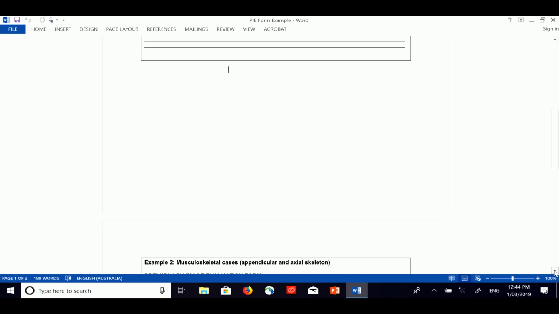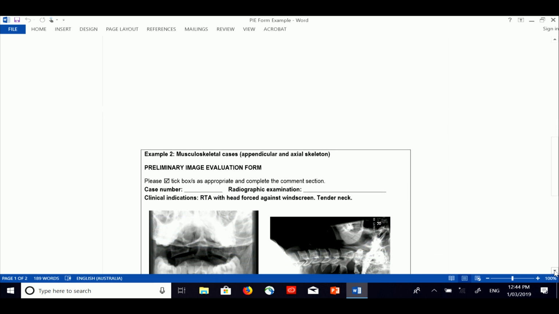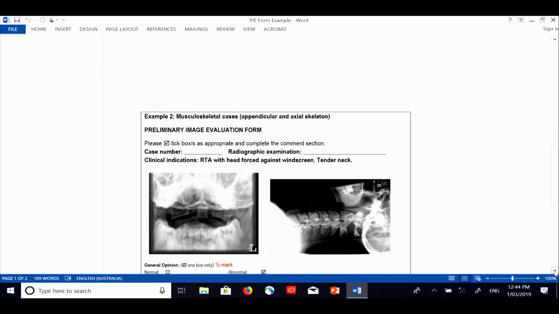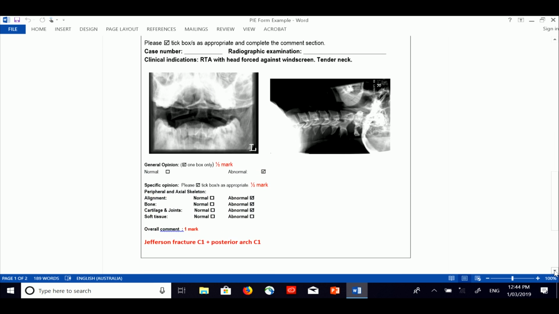So for the second case, we have a spine, and in this case the patient was in an accident and the head was forced against the windscreen, and the patient is now complaining of a very tender neck. So again, I've indicated the total marks for this case.